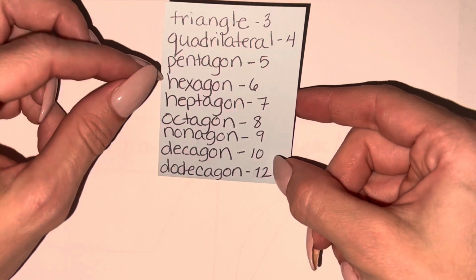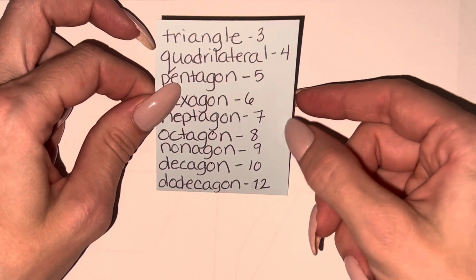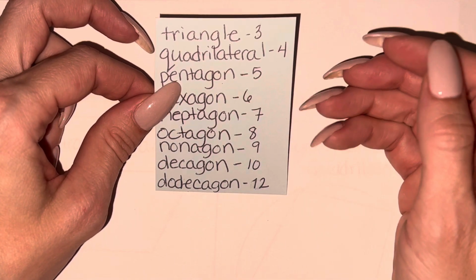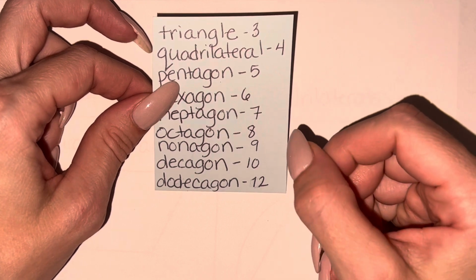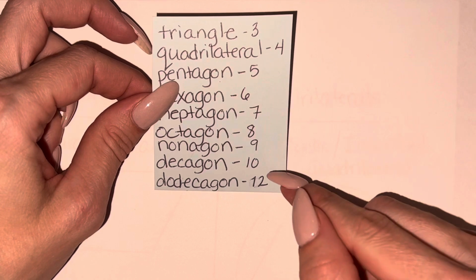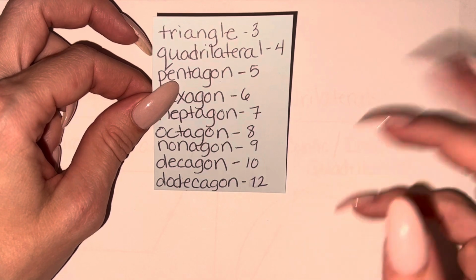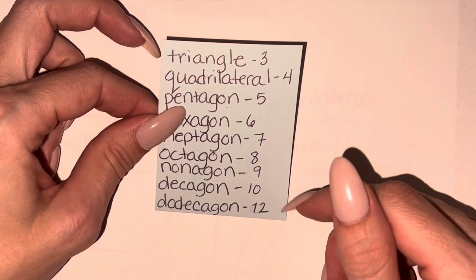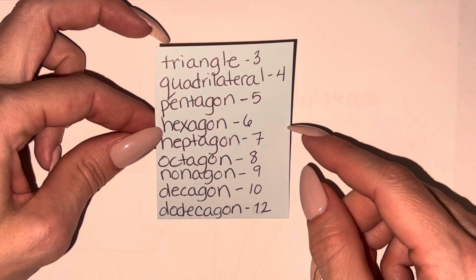We actually skip 11 in high school geometry. I don't know why we don't teach you guys the name for that one. 11 is a hendecagon, like a female chicken is a hen, but we don't need to know that. And then there are also names after 12, but we don't need to know those either. These are the only ones high school geometry actually cares that you know.